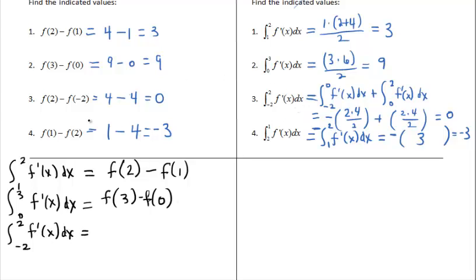Looking at the third example, I just want you to notice the structure. Look what I'm writing here. I'm not writing f prime. I'm writing the notation that represents the antiderivative for f prime. So it's f evaluated at the upper limit 2 minus the antiderivative evaluated at the lower limit, -2.